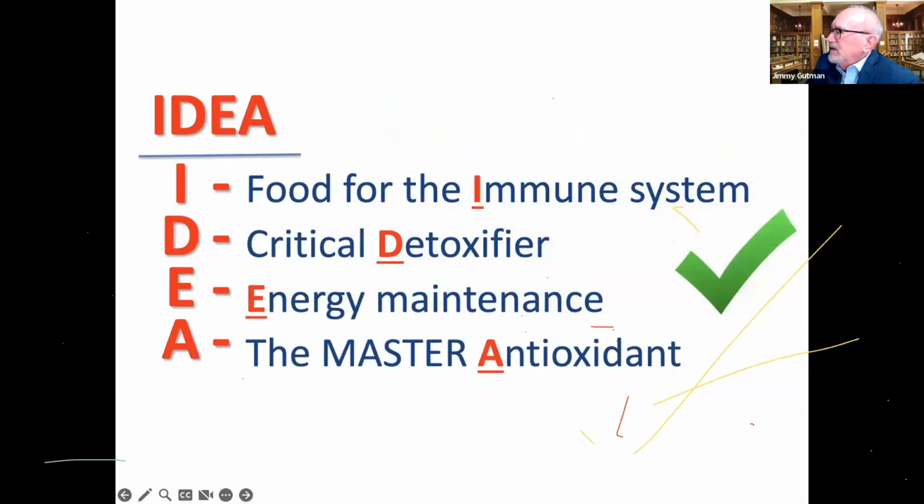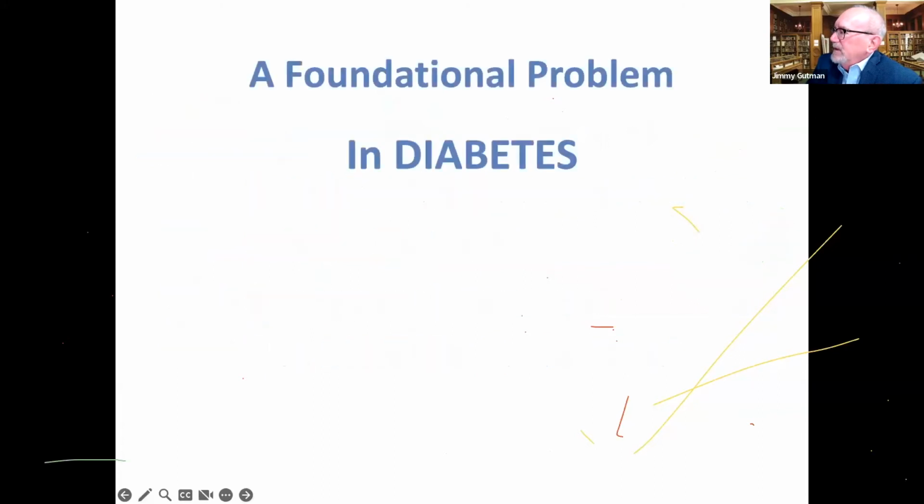So there you have it, the four major roles of glutathione in your body. And now you can appreciate why this molecule has such a profound effect on your health. So let's get back to diabetes.